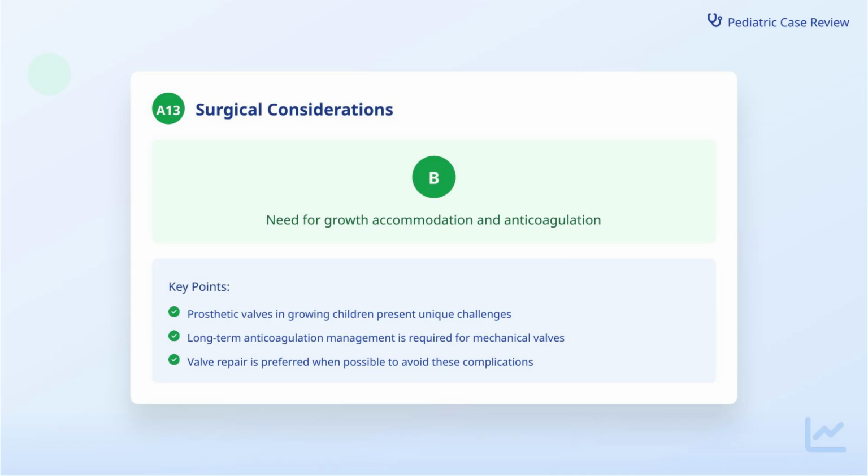While cosmetic concerns, option A, cost, option C, and hospital stay, option D, are all considerations, they are secondary to these fundamental issues of growth and anticoagulation. This is why valve repair is always preferred when possible in pediatric patients, as it preserves the native valve tissue that can grow with the child and eliminates the need for long-term anticoagulation. When replacement is necessary, these factors must be carefully weighed in the decision-making process.